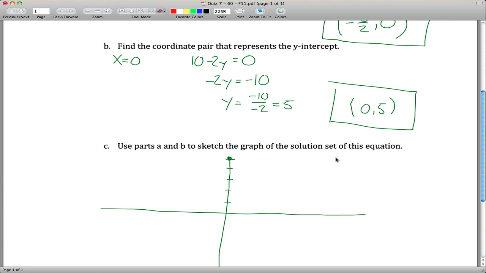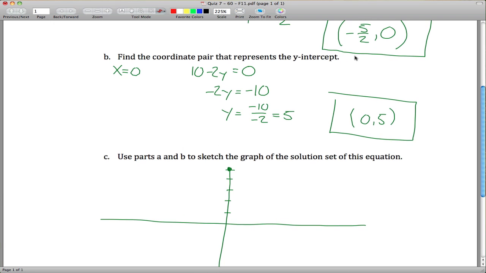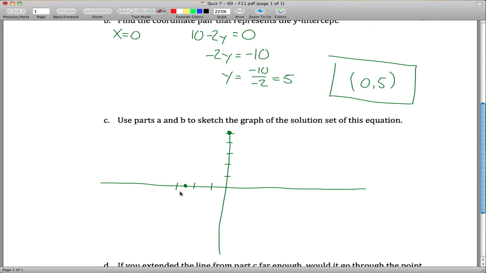And to draw the graph of a line, we need one more point. Fortunately, we have one more point: negative 5 halves, which is the same as negative 2.5, and 0. And that's our x-intercept. So if this is negative 2, this is negative 3. Somewhere right in there is negative 2.5. And if we connect those 2 points with a straight line, I'll try my best. Almost straight. That right there is the solution set to our equation.